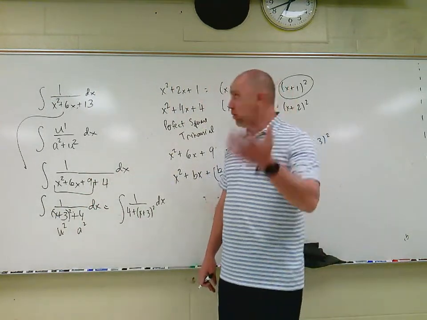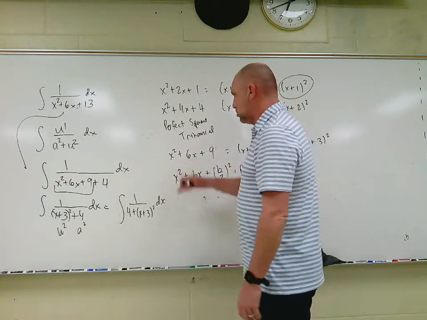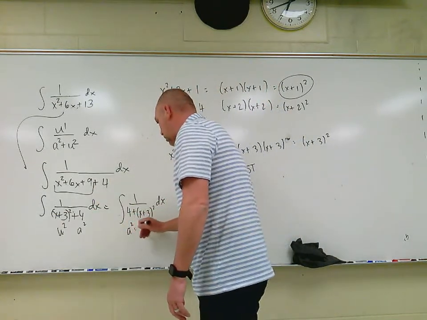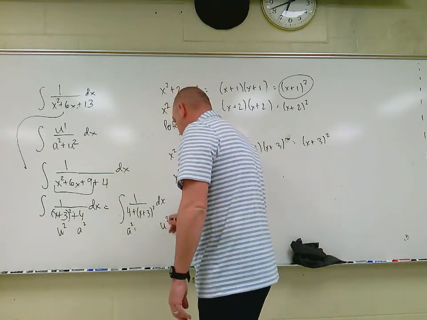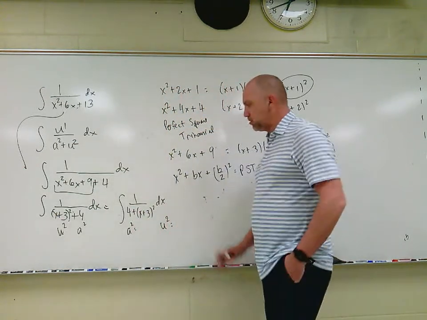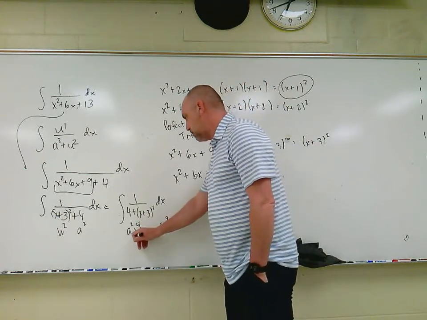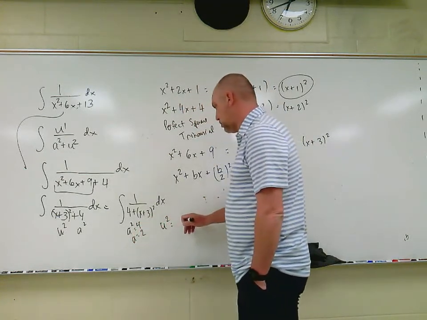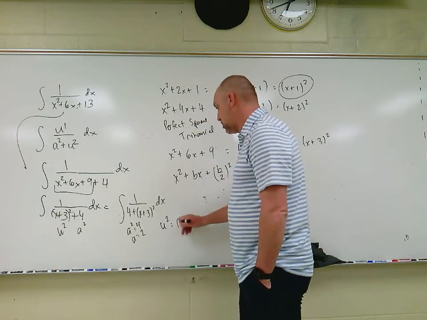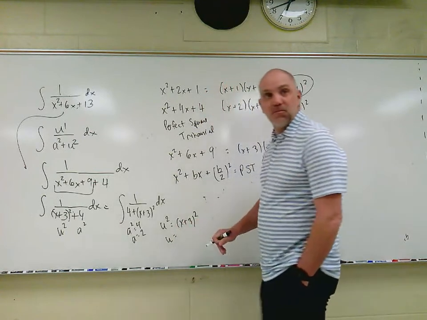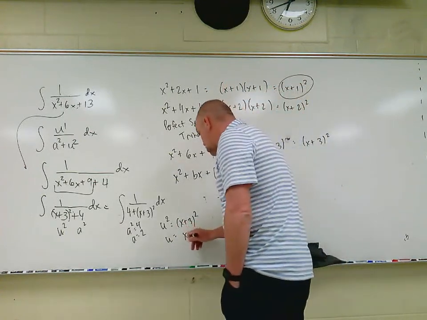So you've got to know what the perfect square trinomials are. Now you're going to say, well, how would I work it? Well, I would list everything. What's my a squared? What's my u squared? So let's go through it. What's a squared? 4. What's a? 2. What's u squared? x plus 3 squared. See, this is where it becomes easy. So what's u? x plus 3. So what's u prime?